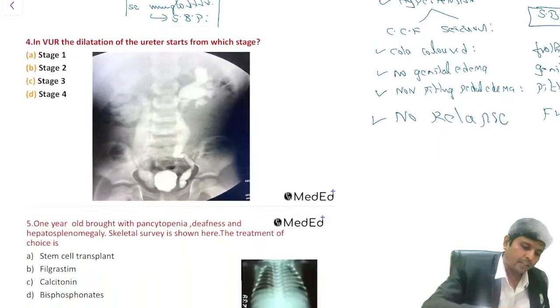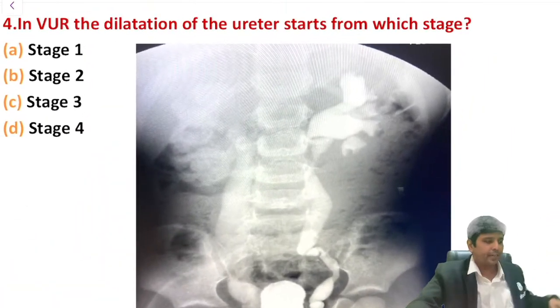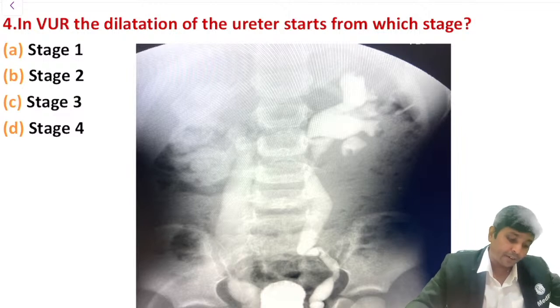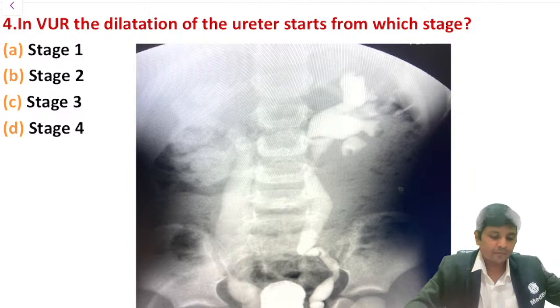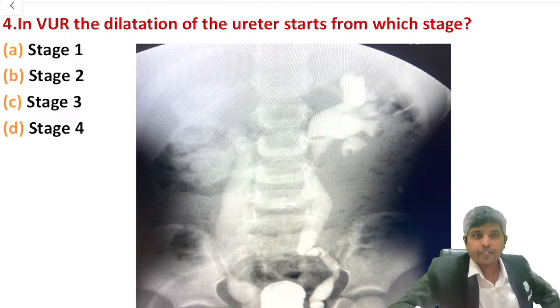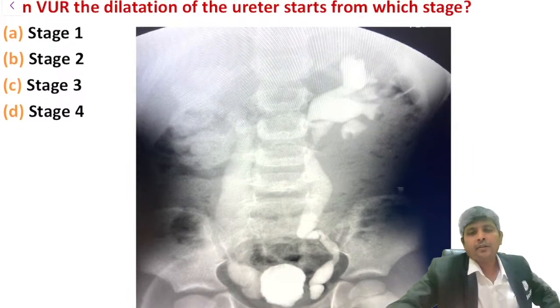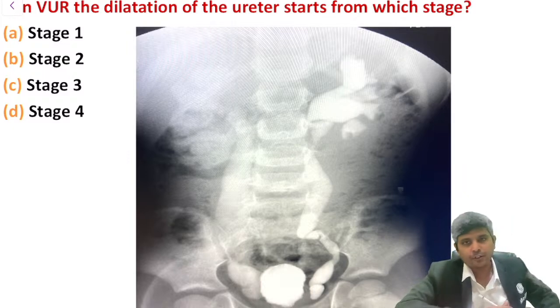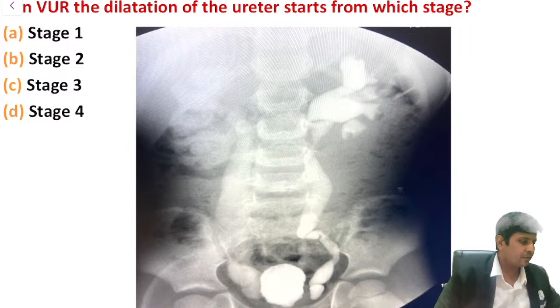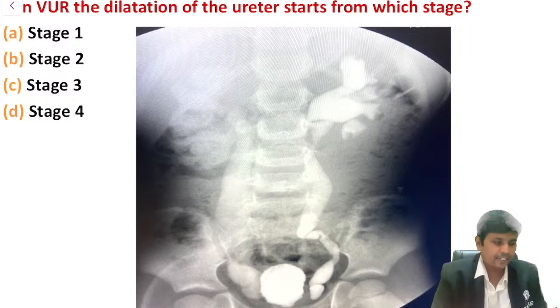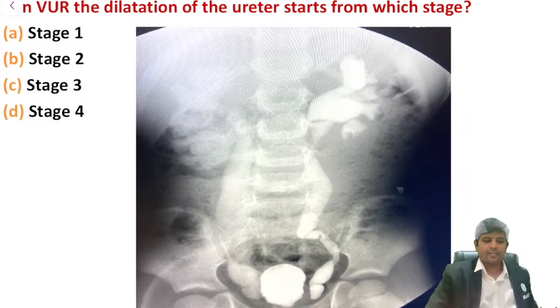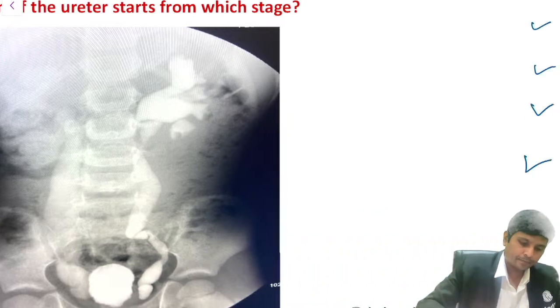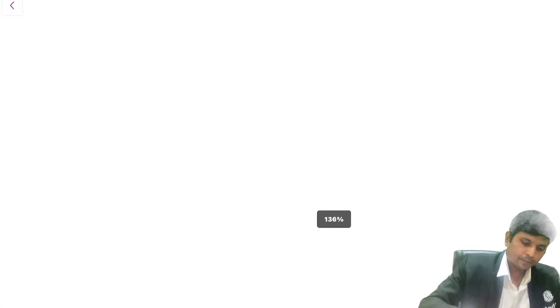Right. Now, what is this? In vesico-ureteric reflux, dilatation of the ureter from which stage? I had given you a micturating cystourethrogram of a child who had recurrent UTI, so we did an MCU, and the MCU revealed this. So what is this stage? Can anyone tell me what is the stage in MCU? Let me explain. Right. The most common cause for recurrent UTI.